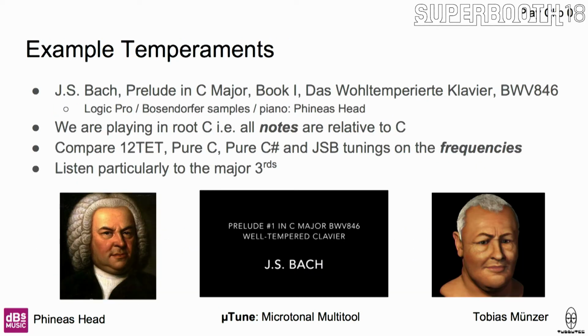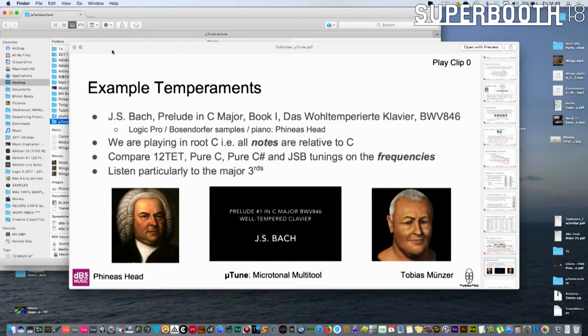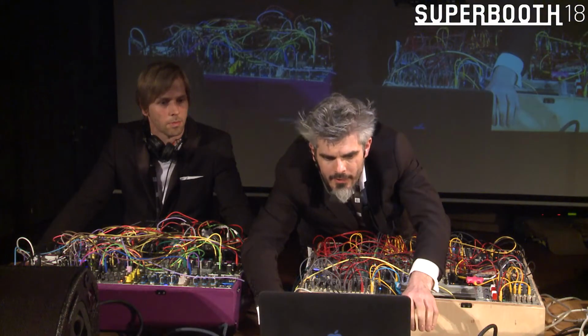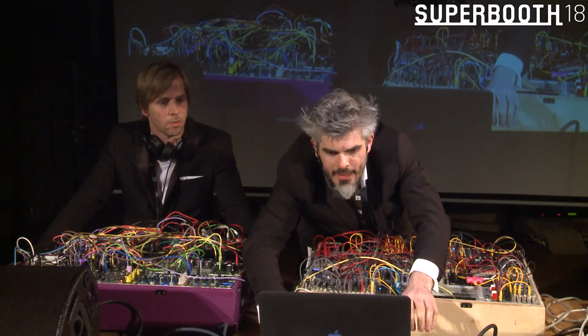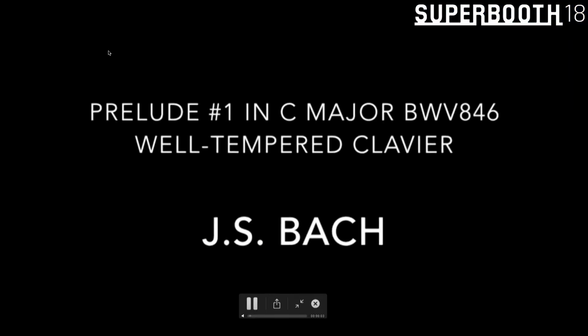Now, here's a little example, just to see what these sound like. I'm going to play me playing the C major prelude from the first book of the 48 by JSB. And if I do this, that's 12-tone equal temperament. Well, it sounds okay.